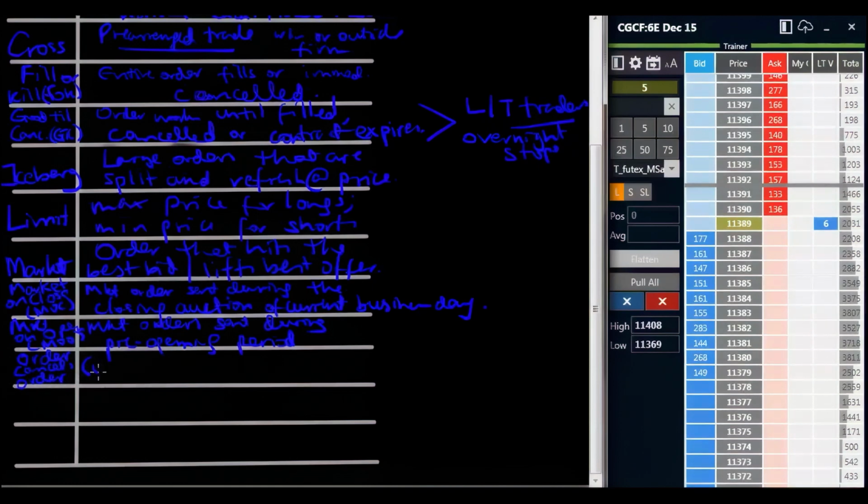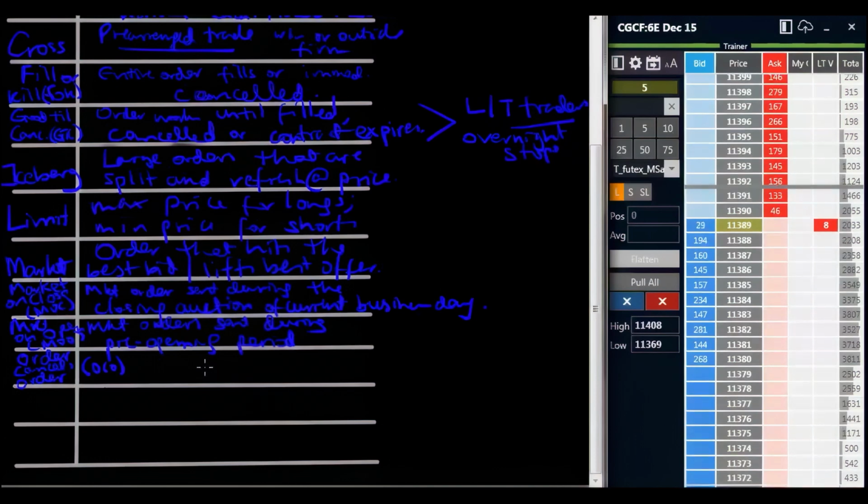I'll just put that bracket in here, OCO. Now the OCO are basically two orders for the same quantity and contract at different price levels. When one of the orders executes, the other is canceled. So let me give you an example.